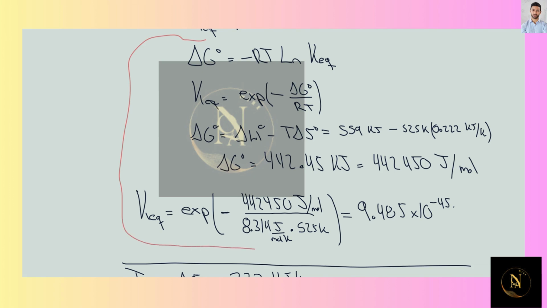Okay. Remember that this is implying that delta S is equal to 222 joules per Kelvin.